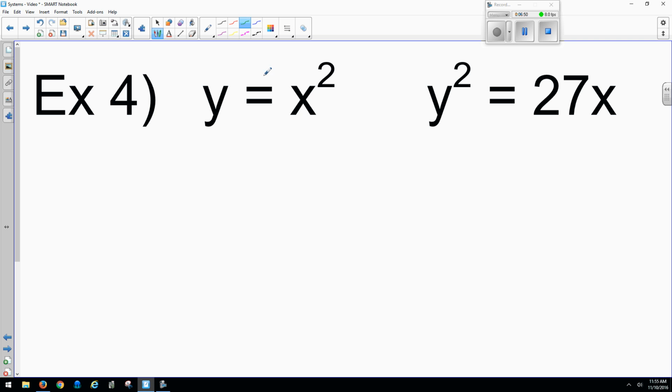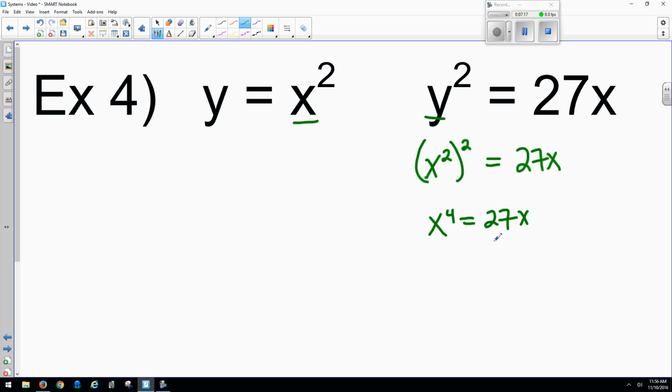So this is already set equal to y, so I'm going to take what y is equal to and substitute it for this y right here. And so what I'm going to have is x squared equals 27x. And just remember, when you raise a power to a power, you're going to multiply those. So this becomes x to the 4th equals 27x. I'm going to bring this to the other side. And I'm going to go ahead and factor out the greatest common factor of x.